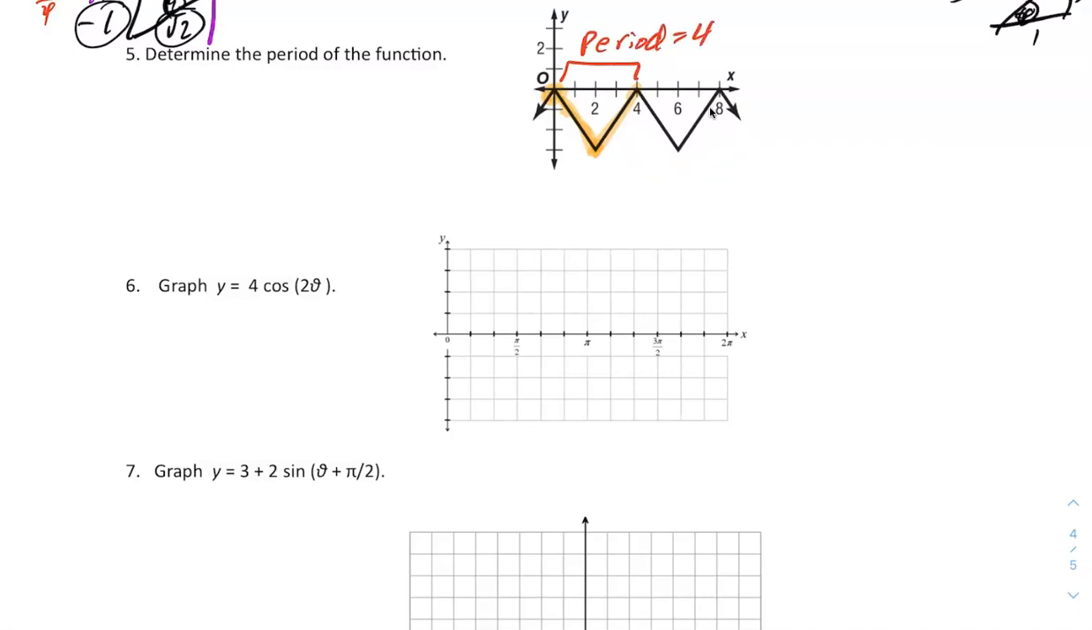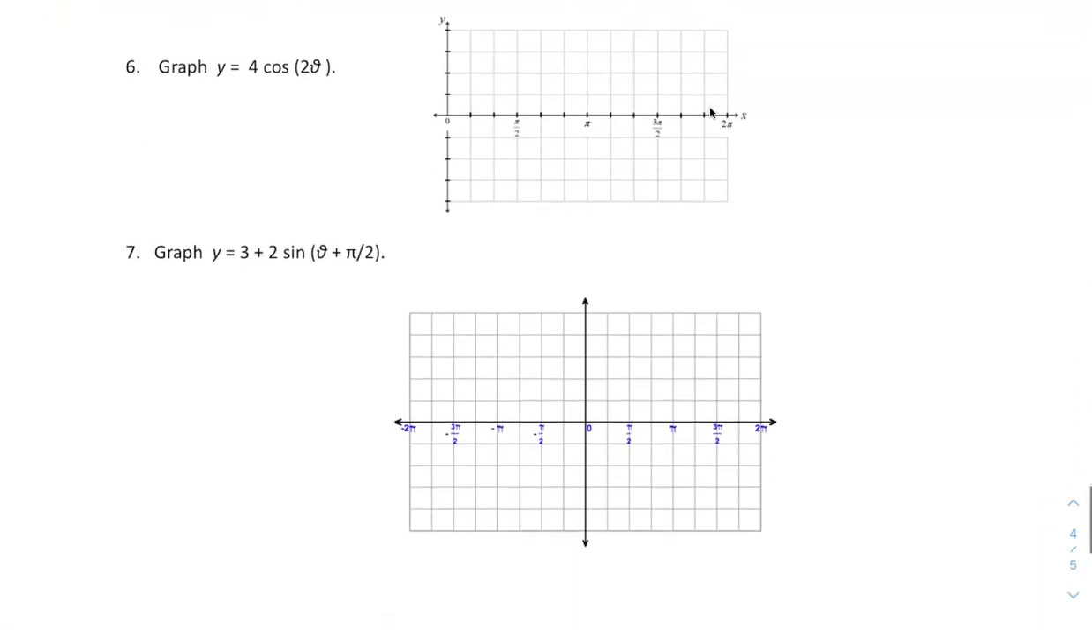Just 4. That's how long it takes to repeat itself. There we go. Next one, graph y equals 4 cosine 2 theta. So let's figure out stuff first. My amp is 4. That's how high you could go. So I go all the way up to 4, and I go all the way down to negative 4.